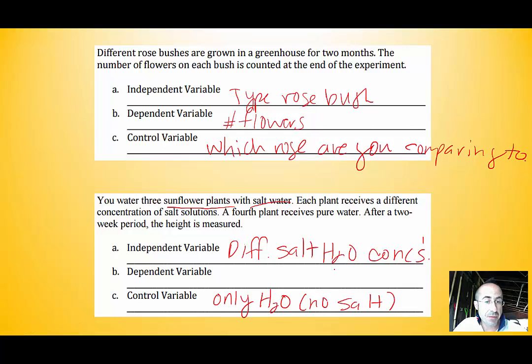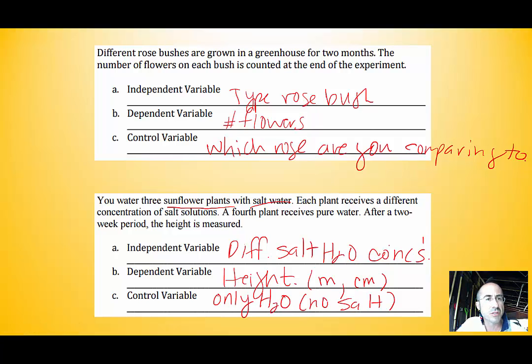Okay, so the dependent variable here, what was measured in the end? After a 2-week period, the height is measured, the height of the plants. In this case, we would generally measure it in meters if it is taller than average, let's say more than 5 or 6 feet tall. You can also measure it in centimeters if it's basically 3 feet or less. So you want to make sure you use the proper units on those. Okay, so those are your independent, dependent, and control variable examples.